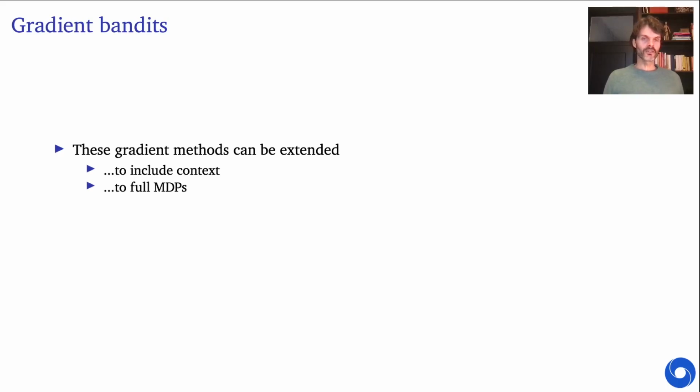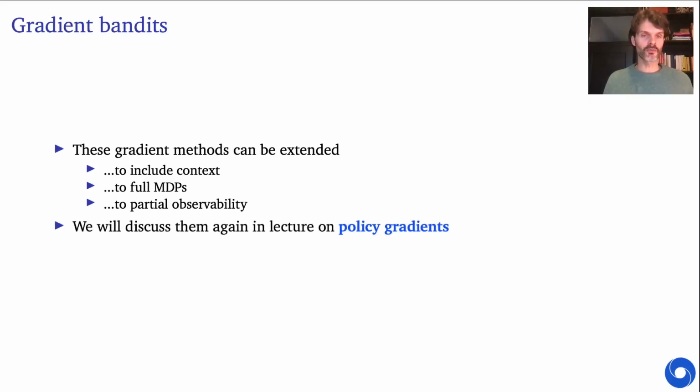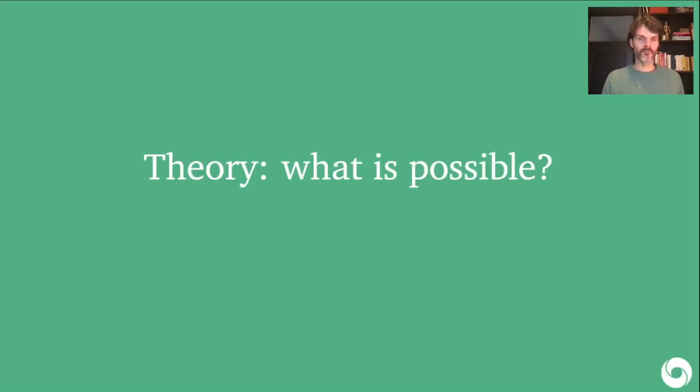So I already mentioned these gradient methods can be extended to include the full RL case, with partial observability, and we will discuss them again. But now we're going to move to the question, what is actually possible? What is the best we can hope for? And we're going to talk about some algorithms that we can apply that will get the best thing in the bandit case.